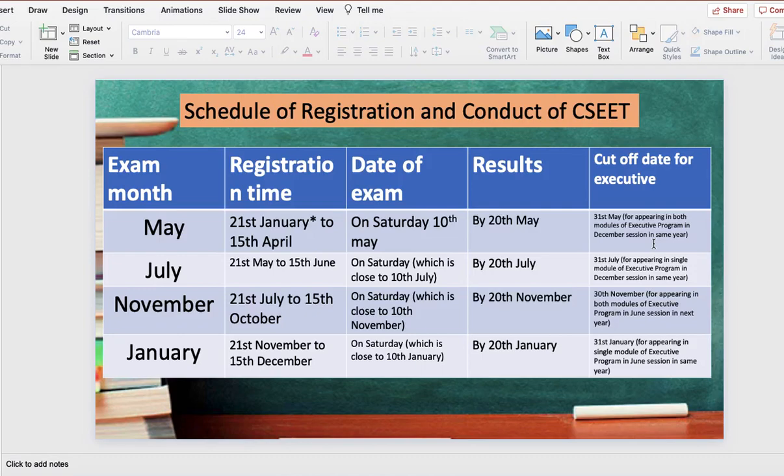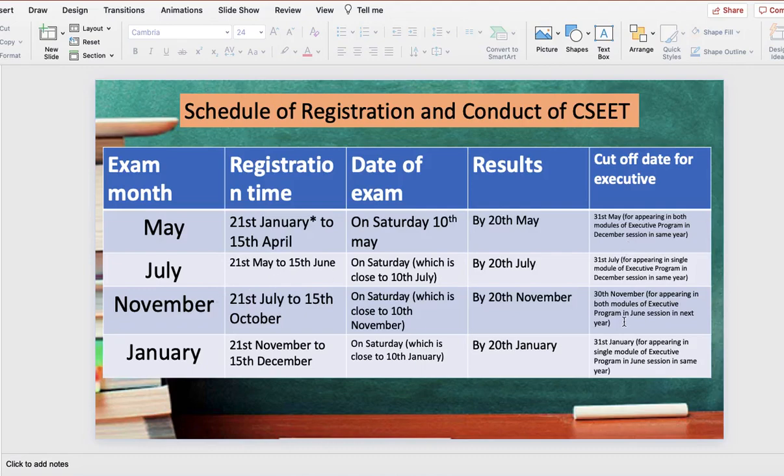Understood? So June, July, August, September, October, November, December. 7 months time is there for you. And if you have written in the month of July, 31st July is the last date, the deadline to register. And you can write one module in the month of December. Understood? See this slide clearly. If you register by 31st July, you will be able to write one module in December of the same year. Whereas May exam people will be able to write both the modules in December.